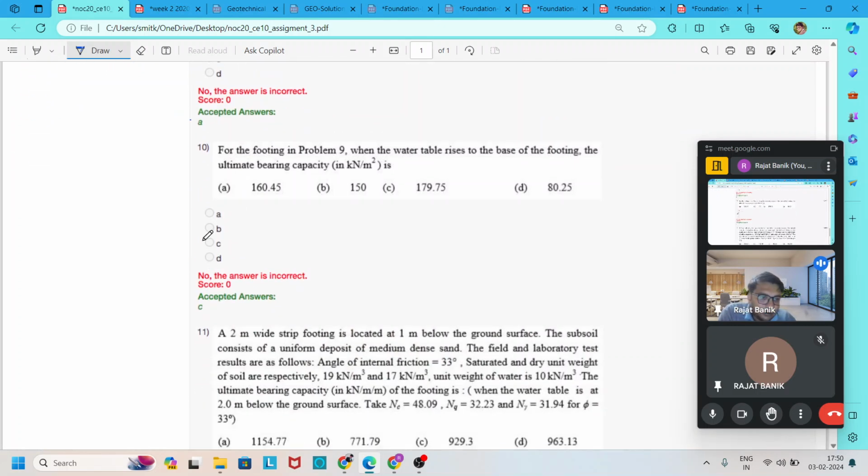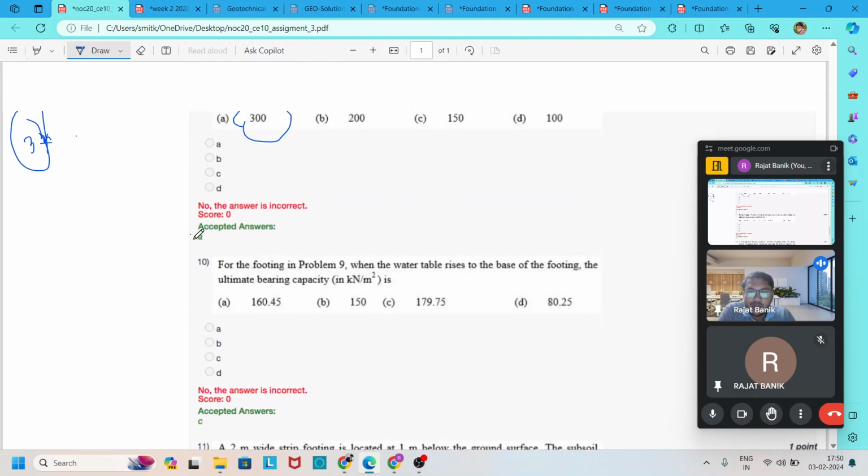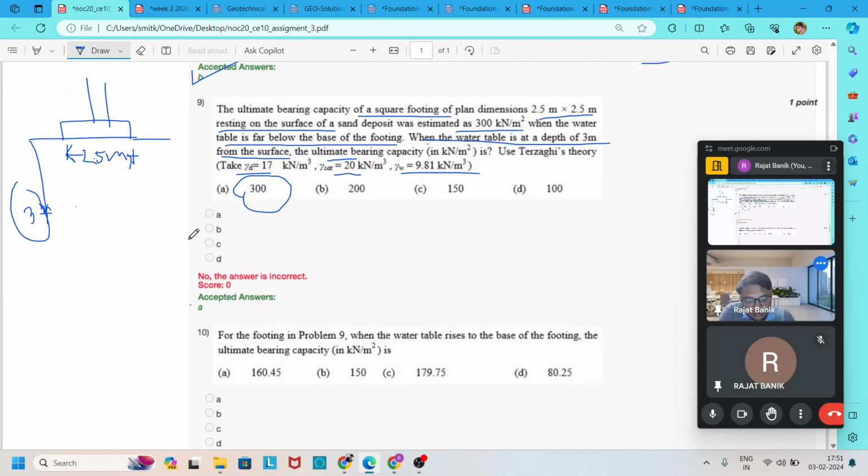Then in question number 10, it is said that for the footing in problem 9, that means it is related to problem 9, when the water table rises to the base of the footing, we need to find the ultimate bearing capacity of the soil when the water table rises to the ground surface. That means the water table comes here.